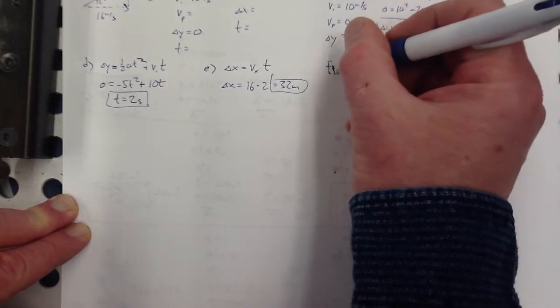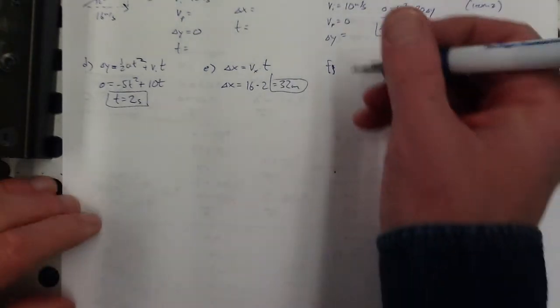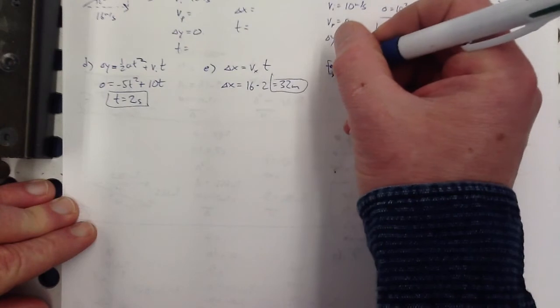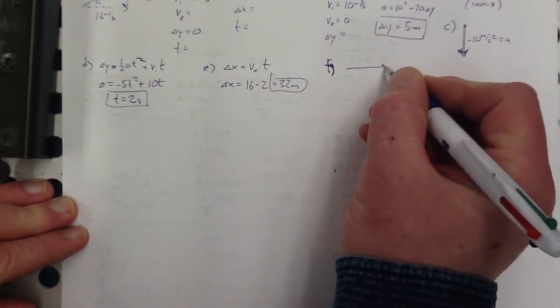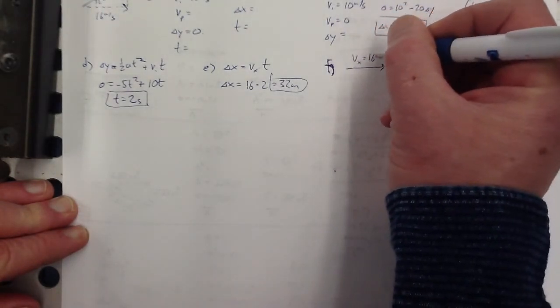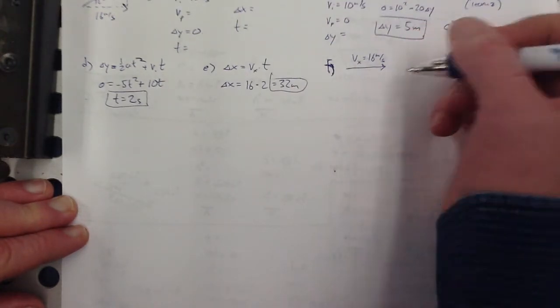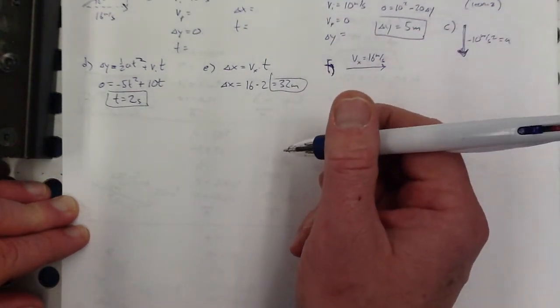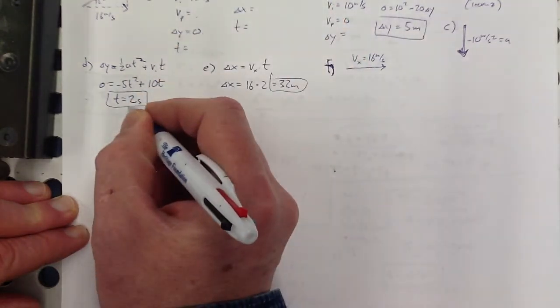And finally, part F. What's the velocity, speed, and direction of the ball the instant before it's caught? Okay, so when it's caught, the horizontal part of its velocity is 16 meters per second, because that's constant. What would the vertical part be? Well, the vertical part is whatever the vertical velocity is after 2 seconds.